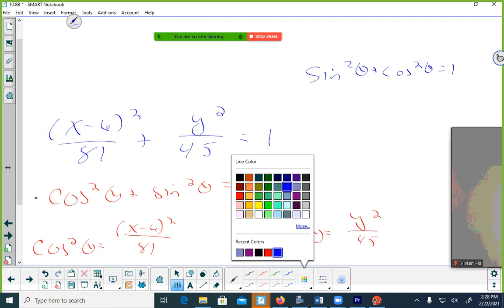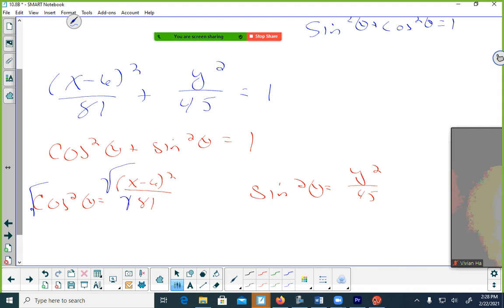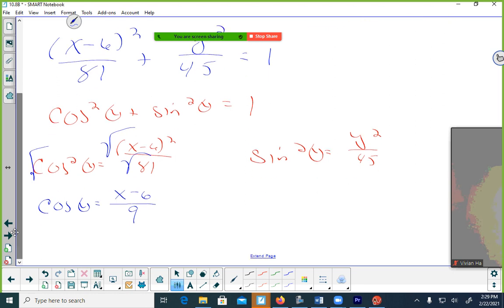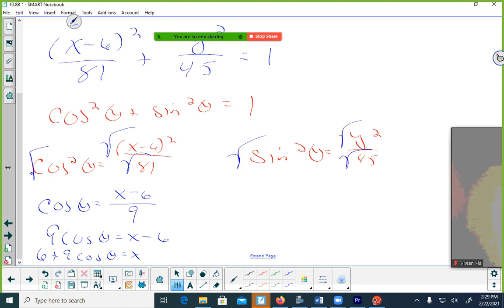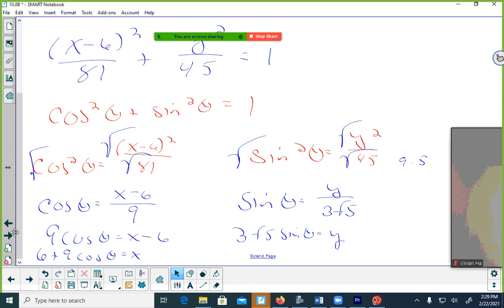And then taking the square root. So square root, square root, square root, because I always forget to take the square root of the denominator. And I get cosine theta is equal to x minus 6 over 9. What variable am I going to solve for now? X. 9 times the cosine of theta is equal to x minus 6. So I'm going to make this 6 plus 9 cosine theta is equal to x. Square root, square root, square root. So sine theta is equal to y over square root of 45, thinking of 9 times 5, so 3 times the square root of 5. 3 times the square root of 5 times the sine of theta is equal to y. Yes? So I have x is equal to something, I have y is equal to something.